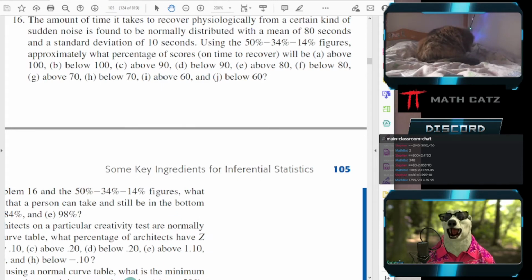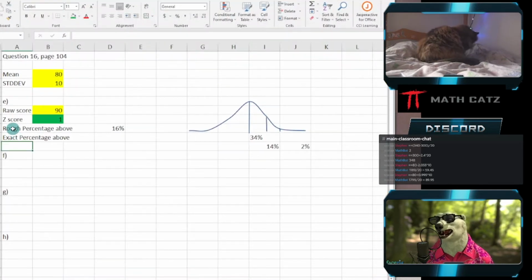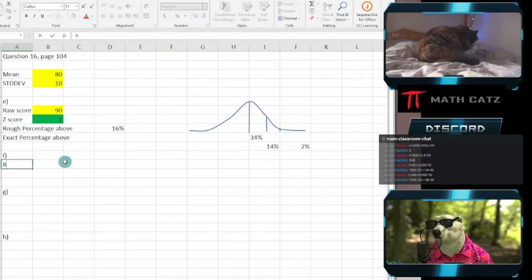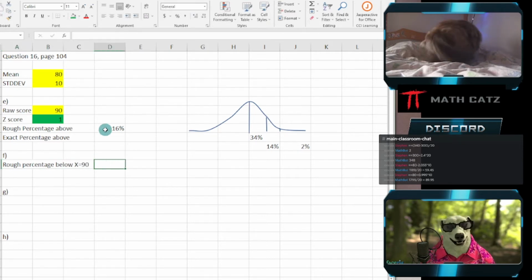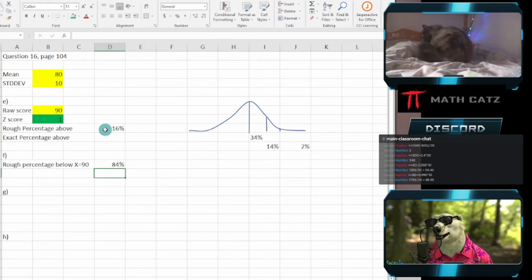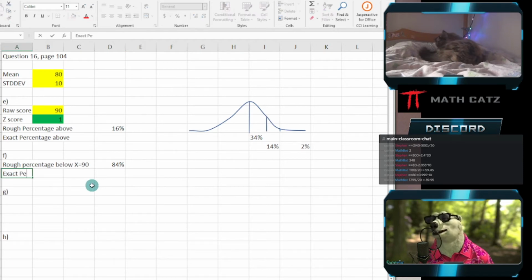Next up is below 90. I can very quickly answer that. Rough, I guess we can just recycle the work done in E. Rough percentage below x equal to 90. Well, if 16% is above, then 84% will be below. And then we can do an exact one later.